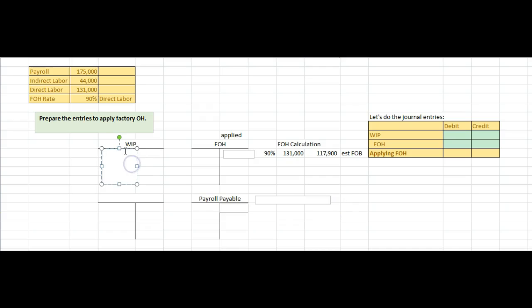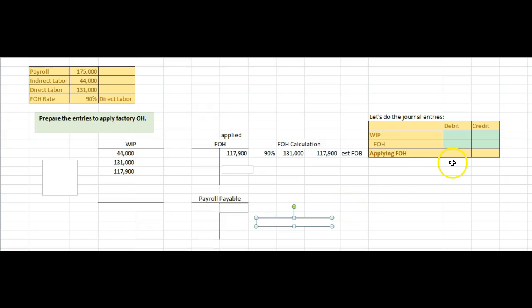Now, what do you do with that? Well, since I want to apply that and find out how my costs are running, this is what you end up doing with this whole scenario. First of all, you're going to apply the payroll. So let's just look at the payroll. So the payroll is 175, and it splits out to be 44,000 in work in process as a debit and 131 for your direct labor.